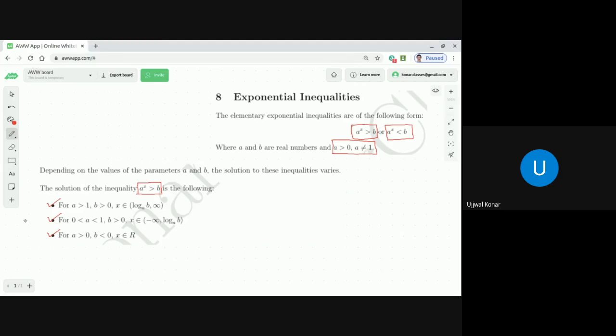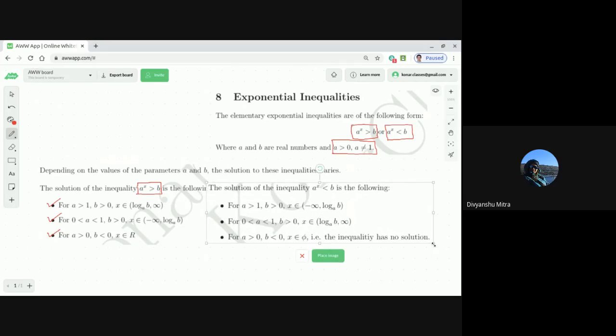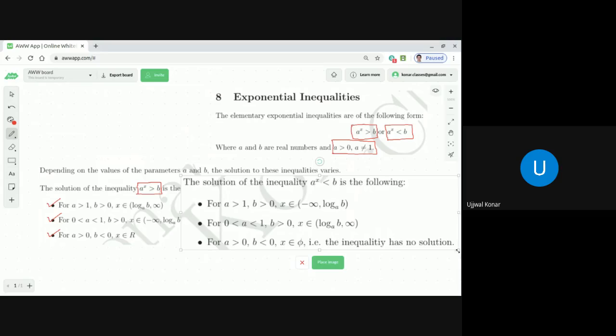I just want to confirm, dear students, you are able to hear my voice very clearly, right? Yes. And you are able to view the screen properly? No issue viewing the screen? Yes, sir. Great. Fantastic. Thank you.